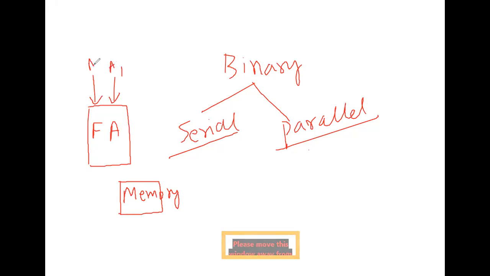a1 b1, like this, right? Then it will generate a carry c1, so c1 will be stored in the memory, right? Then again, serial means one after another, right? Afterward it will store this s1 bit, and it will show you the s1 bit. After that it will change to a2 b2 c2 like this. Then it will show you s2, then a3 b3 c3, then it will show you s4.